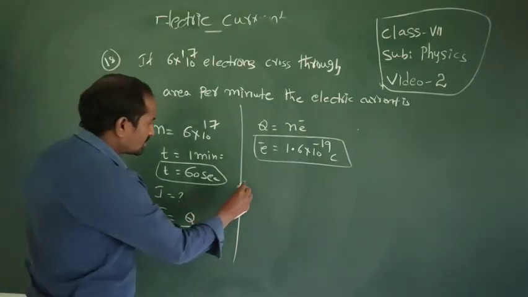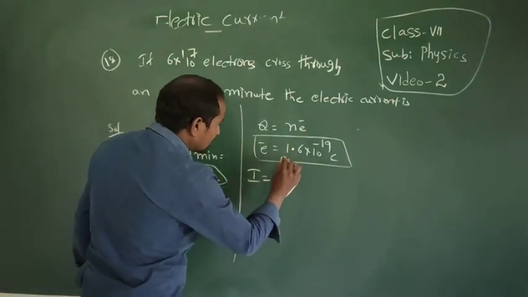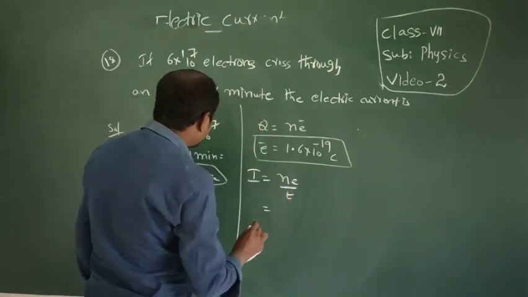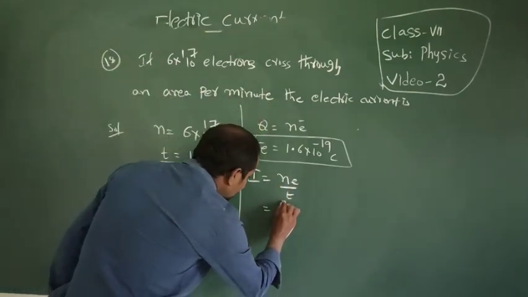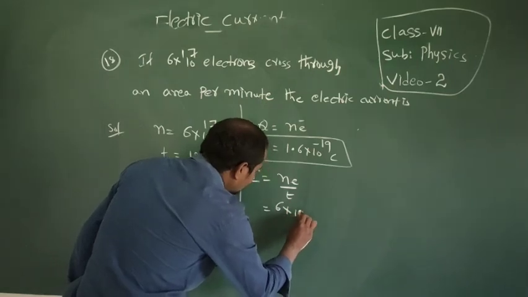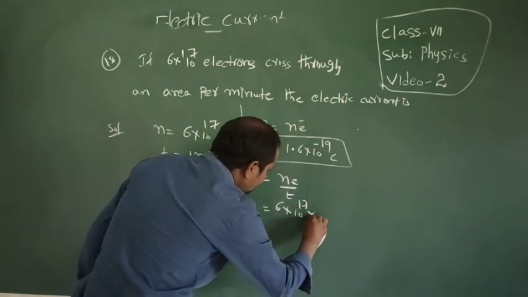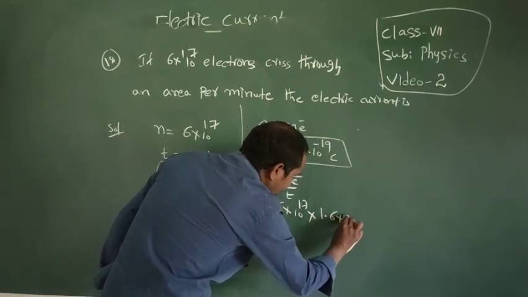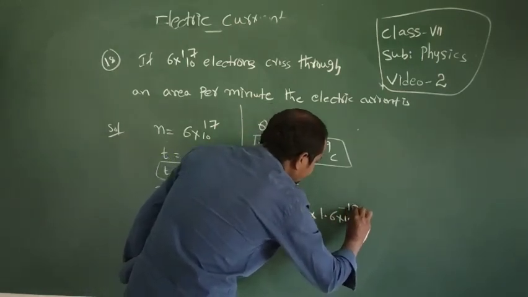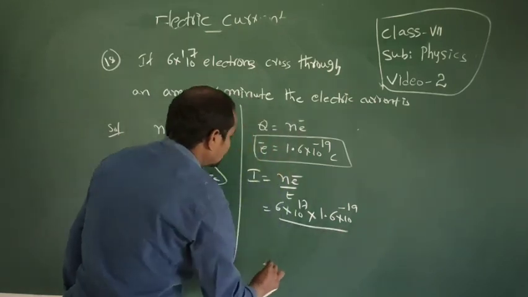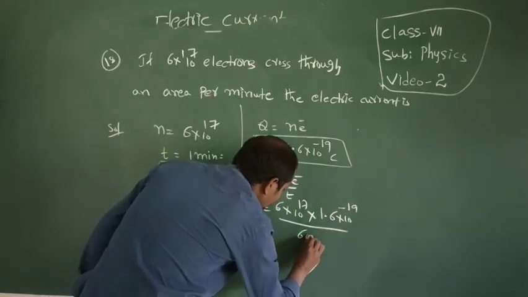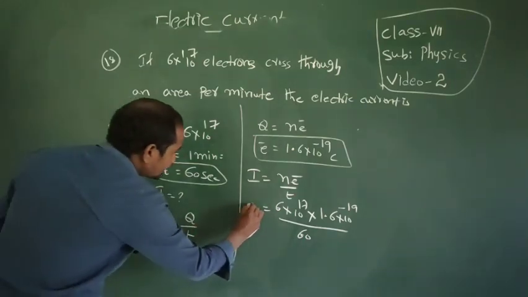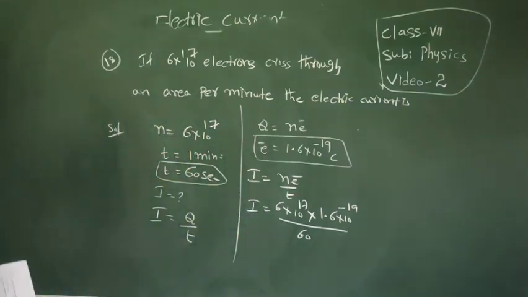So here we can write I equal to n e by t. What is the n value here? n equal to 6 into 10 power 17, into e equal to charge of electron 1.6 into 10 power minus 19, by time equal to 60 seconds. It is the I value.